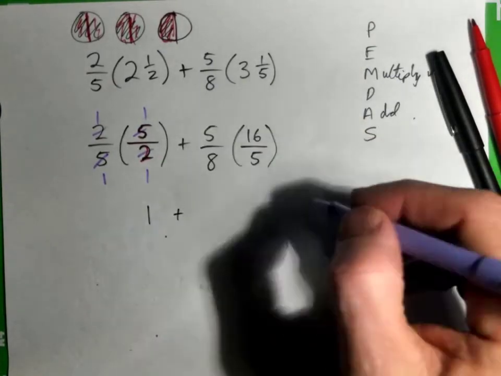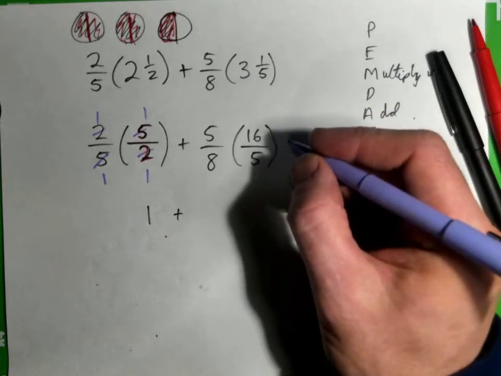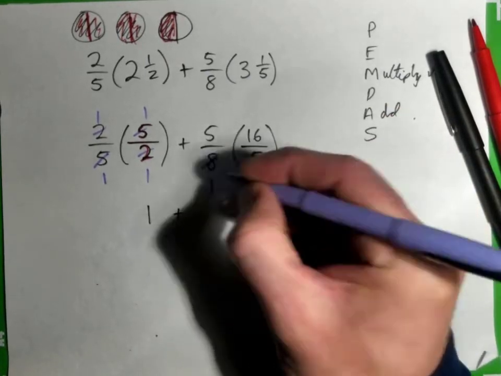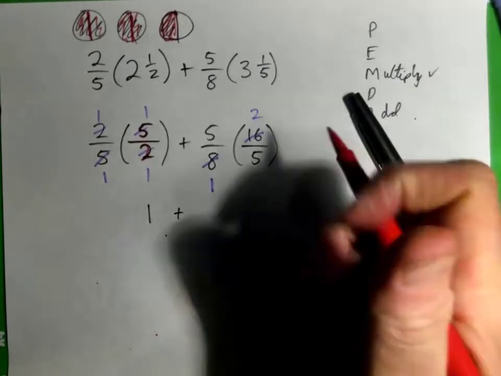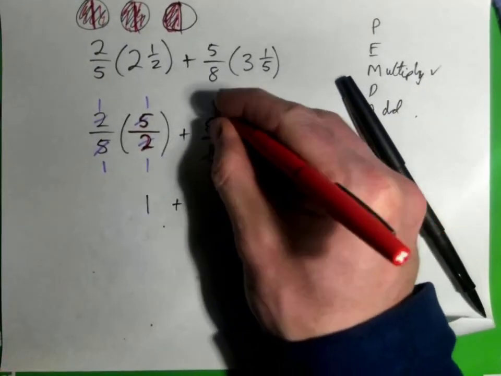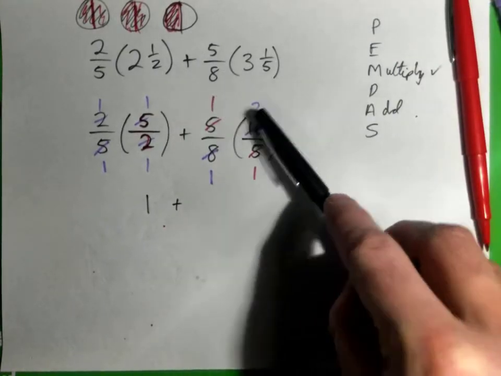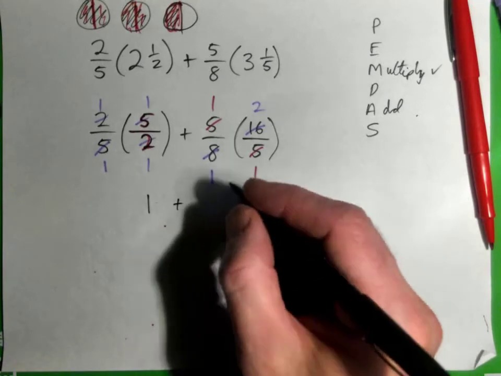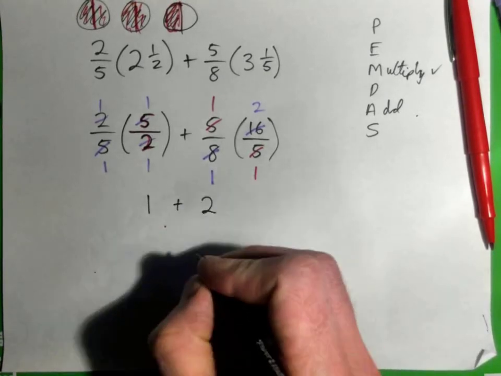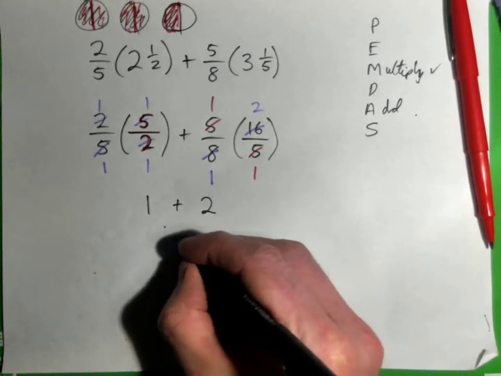Cross-cancel here and we get what? 8 and 8. Yep, 8 and 8 goes once, 8 and 16 goes twice. Yep. 5 and 5 goes once, 5 and 5 goes once. So we have 1 times 2 over 1 times 1, which makes 2 over 1, which is this 2. Perfect. So 1 plus 2 is 3, and that's the answer.